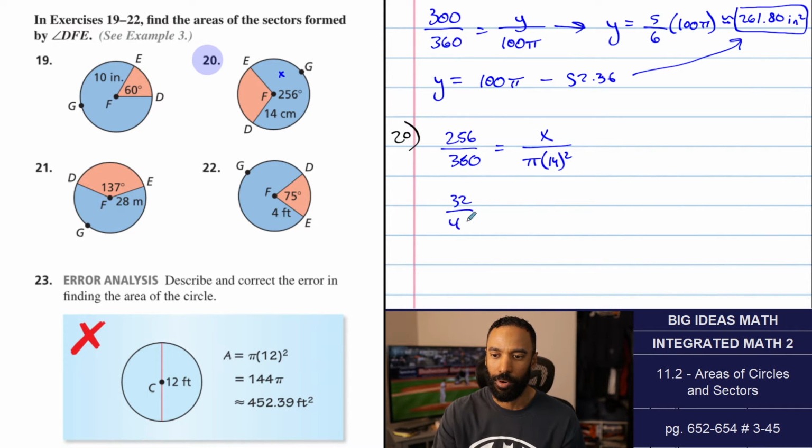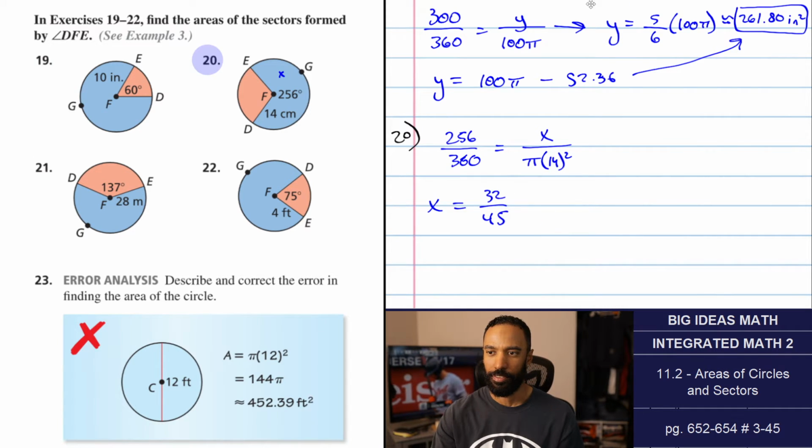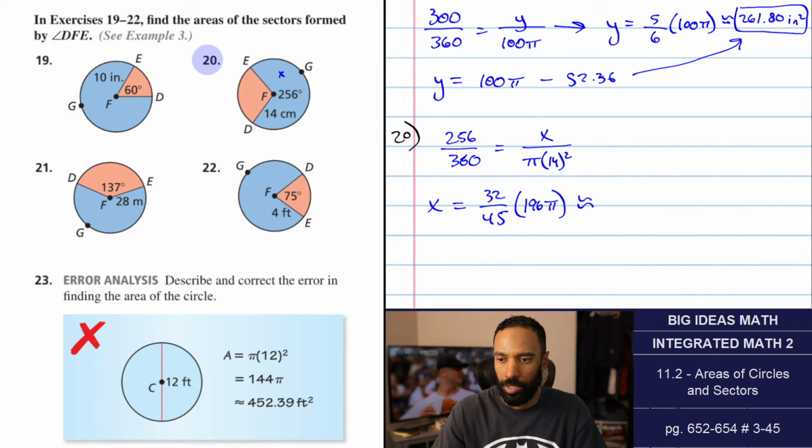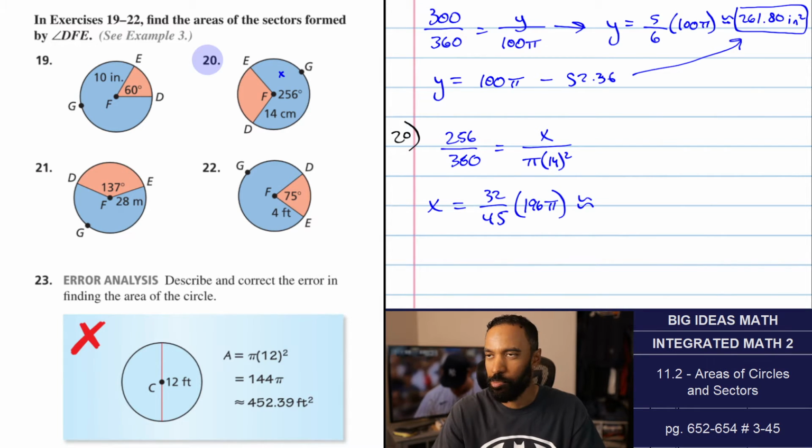So x equals 32 over 45 times, not 16 pi, that's not 4 squared, that's 14 squared, 196 pi. That would have been a way different answer. That can't reduce more, I don't think. Hold on, first let me make sure those are the same. 32 over 45 is 0.71, with the ones repeating, and 256 over 360 is also that. Okay, that's right. All right, times 196 pi.